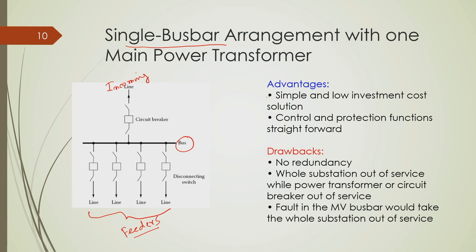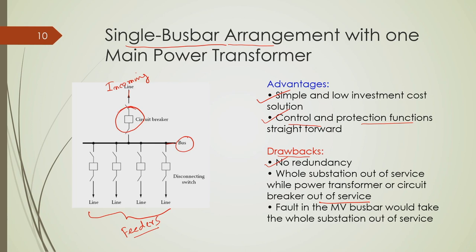So, this is a very simple type of busbar arrangement, and the control and protection logic is very simple to devise for this arrangement. But there is a drawback: there is no redundancy. If there is any fault in any part of this incoming line, or if I want to do maintenance for the circuit breaker, then the whole circuit will be de-energized and out of service. None of the feeders will be energized because this bus will be de-energized.